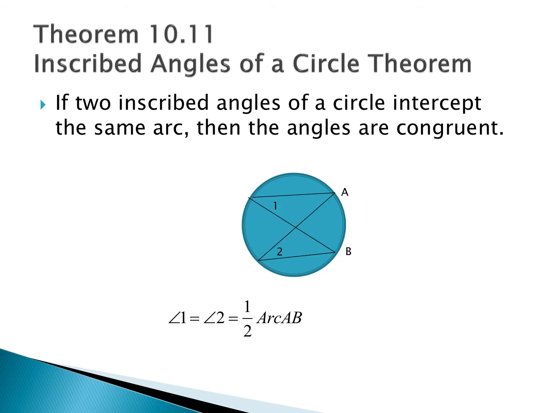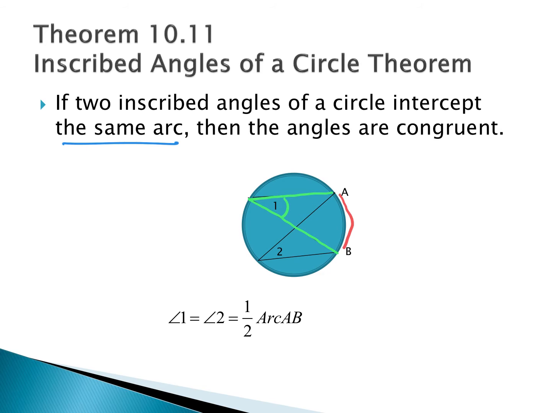The next one is called Inscribed Angles of a Circle theorem. And what this one states is if two inscribed angles of a circle intercept the same arc, then those two angles are congruent. So for example, if I have angle 1 and I'll trace over the two chords that are forming it, these are the two chords that are forming angle 1. Notice its intercepted arc is AB.